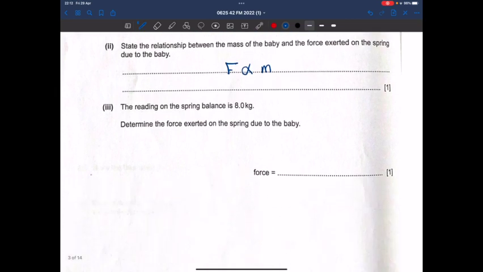The reading on the spring balance is 8 kilograms. Determine the force exerted on the spring due to the baby. So I'm going to write here the force equal to mass times gravity acceleration. The value of the gravity acceleration has been given on the cover page of the exam, which is 10. So the mass here is 8 kilograms times 10, going to equal 80. So it could be 80 Newton. That is the force.